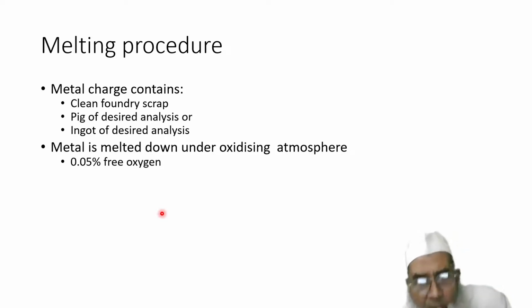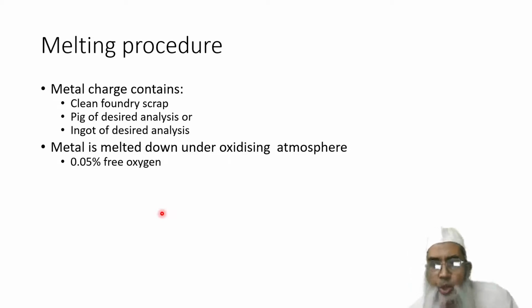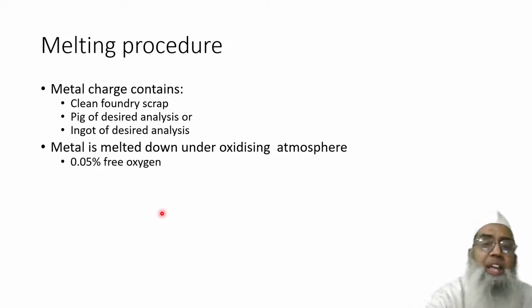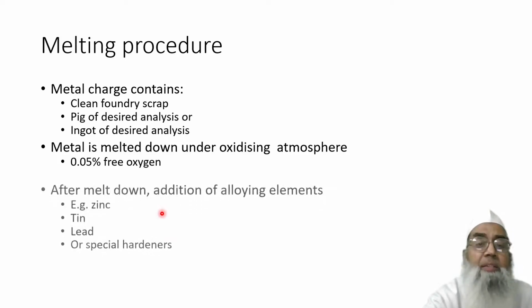Metal is melted down under an oxidizing atmosphere. It is about 0.05 free gas, because there are so many materials which may get reduced, and therefore an oxidizing atmosphere gives good support to the surface of the molten metal.